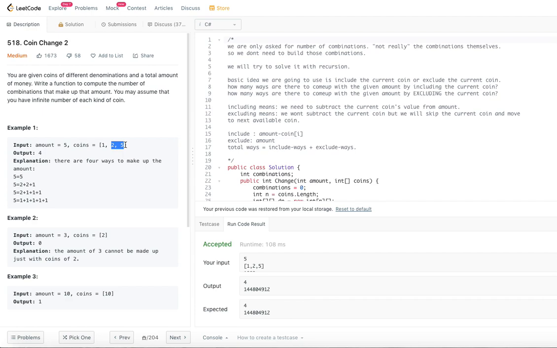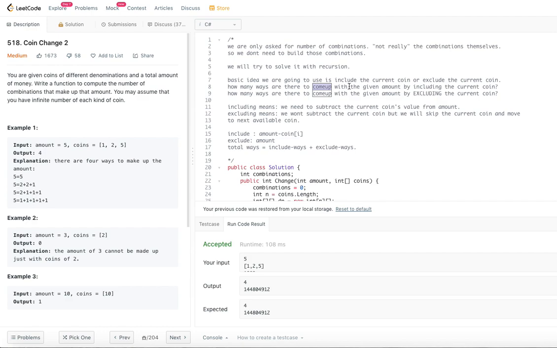So the basic recursion that we are going to use is: we will try to include some set of coins and come up with the number of ways, and we will try to exclude some coins and come up with the number of ways. Ultimately what we are trying to come up with is the number of ways for a given amount. In this particular case, we have to come up with 5, so we will frame a recursive relation. I'm saying, how many ways are there to come up with a given amount by including the current coin, and how many ways are there by excluding the current coin?